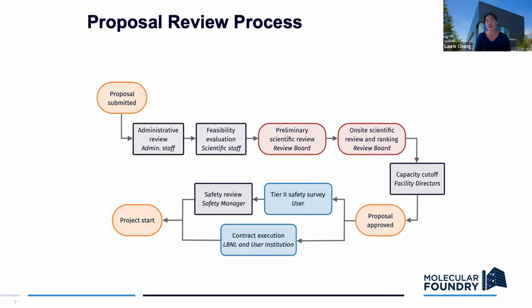Next, it will go through another series of reviews, primarily based on safety. What are the concerns we have? Say, if you're going to be working with hazardous chemicals, what other safety considerations do we have to be aware of before you even come on site? That will also include a review by our safety manager. Once all of those reviews are concluded and your contract is set up between Berkeley Lab, the Foundry, and your institution, then you can start your project, come on site, and start work.